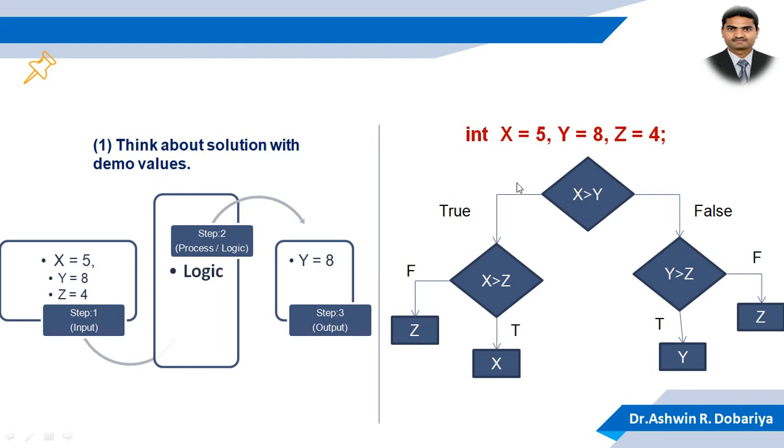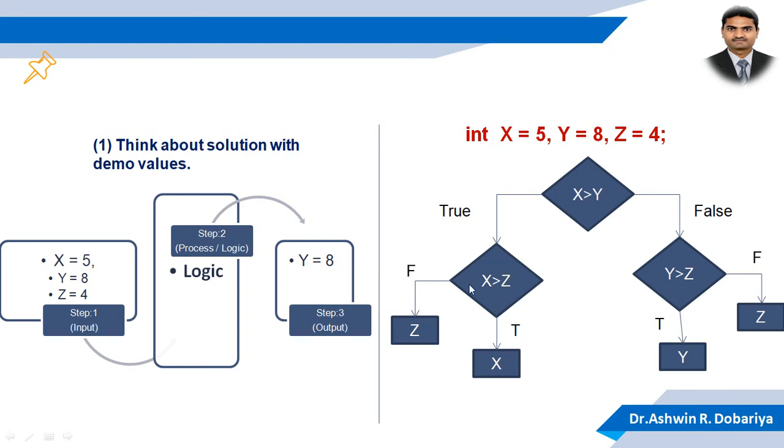Then, since x is greater, again we have to check x with the z value. So there is another condition inside this condition, x greater than z. If this condition becomes true, it means x is already greater than y, and if x is again greater than z, then x becomes the maximum, and then we will display the value of x.